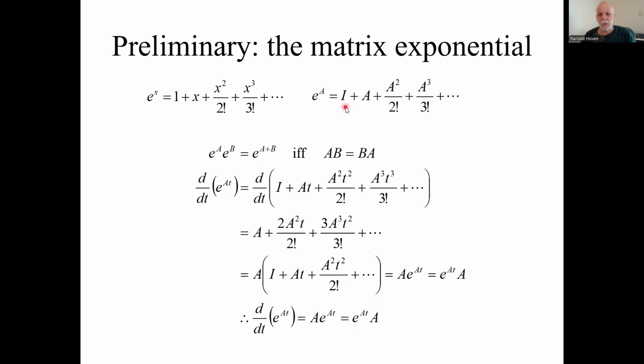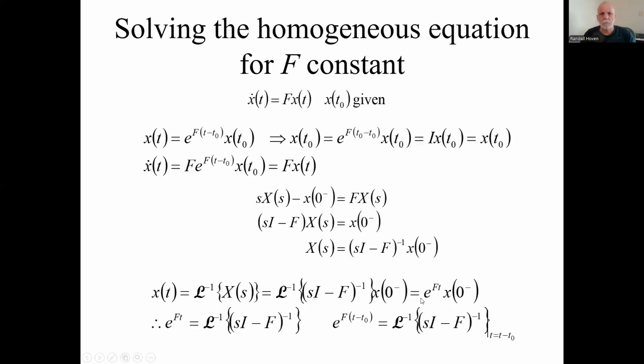This is a matrix, by the way. I is the identity matrix. A is a matrix. So this guy is going to be a matrix. So what? Let's first solve the homogeneous equation where F is a constant. This guy. We're given some initial condition.